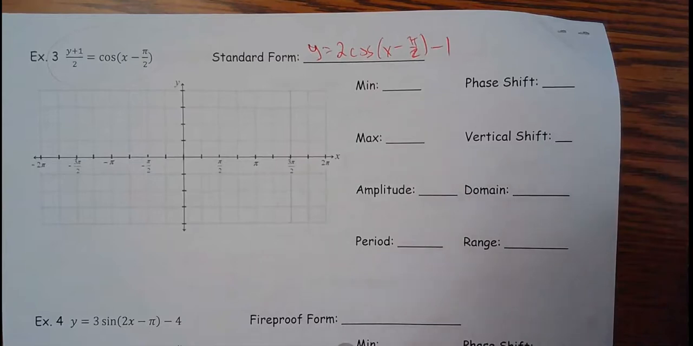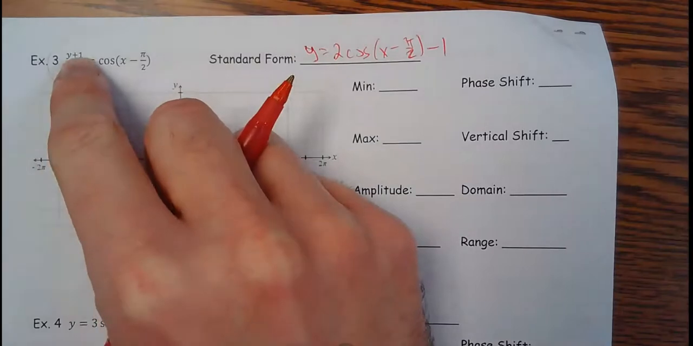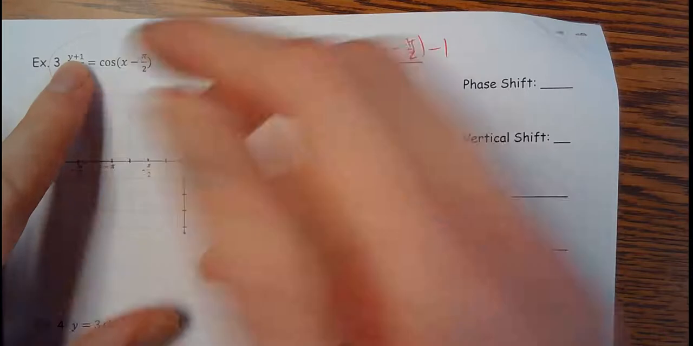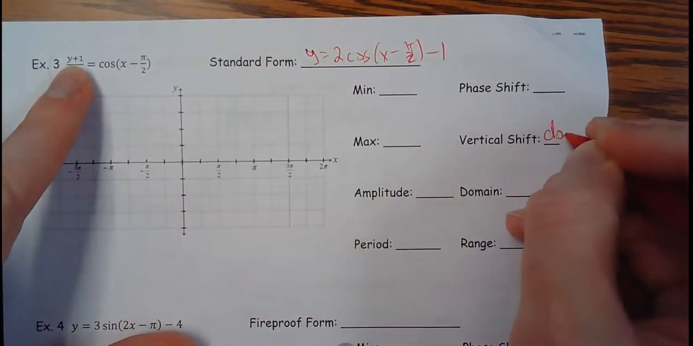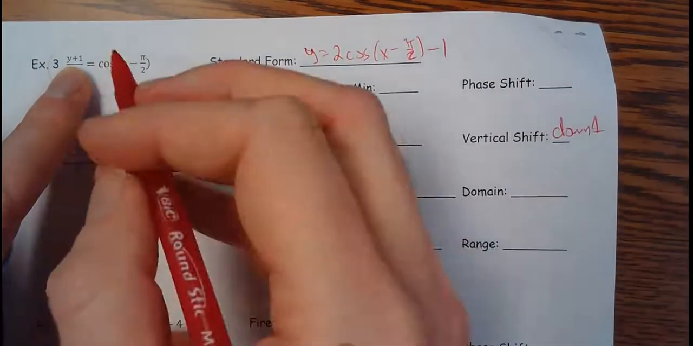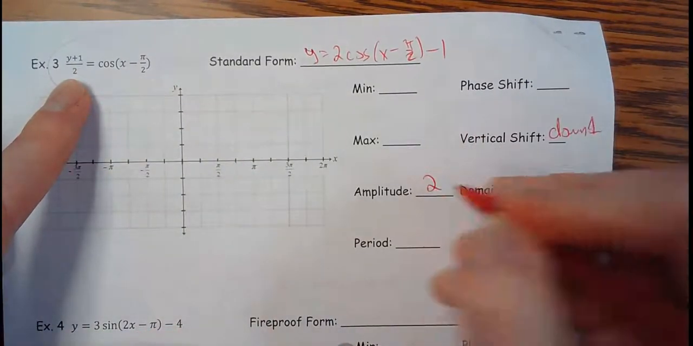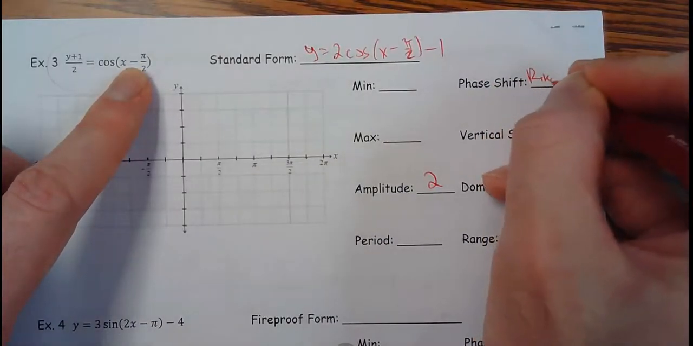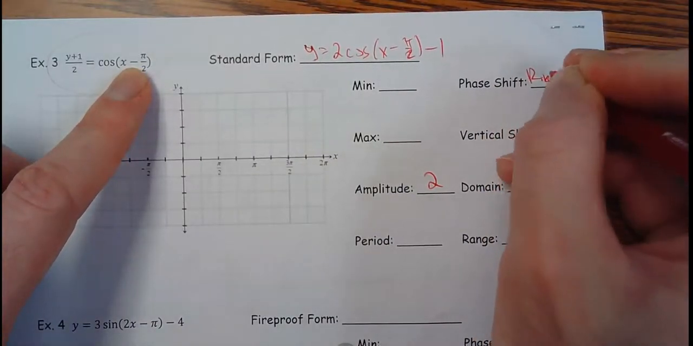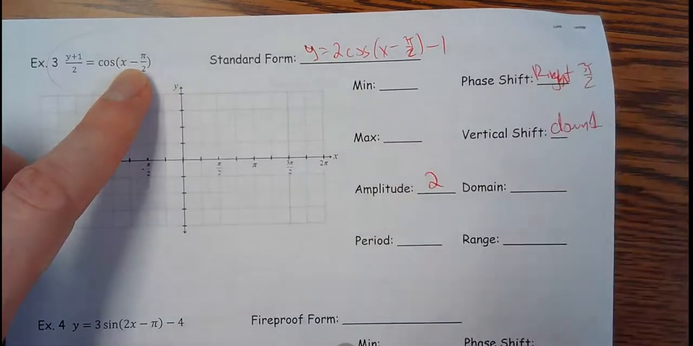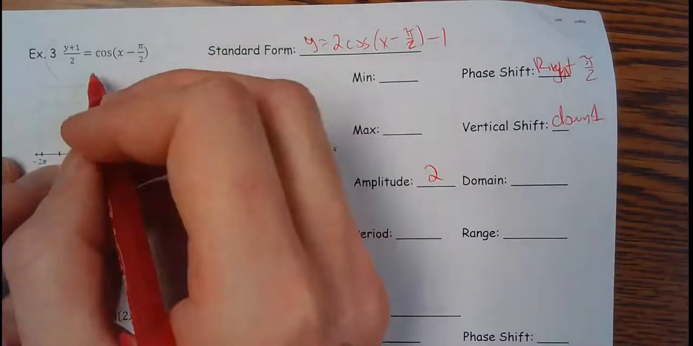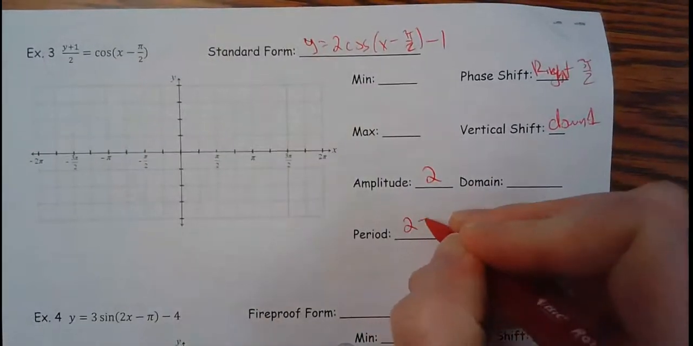Okay. So I see on this one there is the plus 1. That means I'm going to go down 1 unit, so vertical shift down 1. I've got an amplitude of 2, and then I'm going to do a phase shift to the right. I can't even spell today, good grief. Pi over 2. And then, again, since this is not all over anything, the period is going to stay 2 pi.